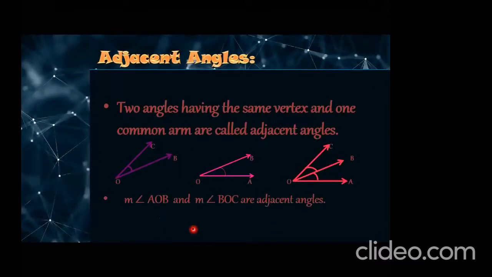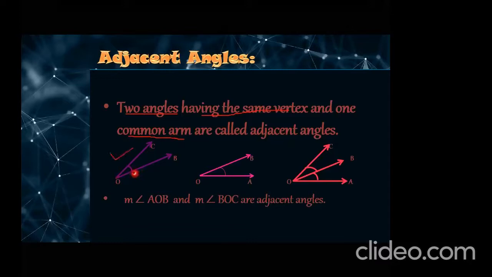Now the next is adjacent angles. Okay, I have already explained this in great detail in your class, so let's quickly review it. Adjacent angles: two angles. How many angles are there? Two angles, but they have the same vertex. If the vertex is the same and they also have one common arm, then we say that these are adjacent angles.